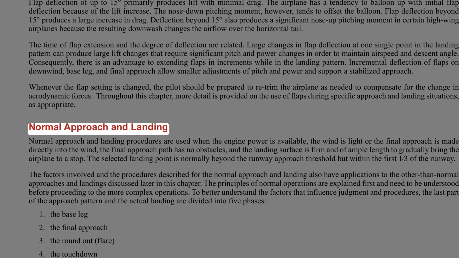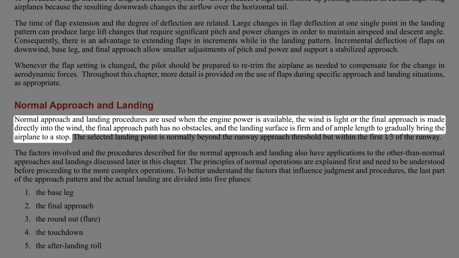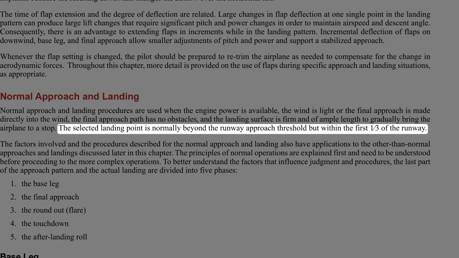Normal approach and landing. Normal approach and landing procedures are used when the engine power is available, the wind is light or the final approach is made directly into the wind, the final approach path has no obstacles, and the landing surface is firm and of ample length to gradually bring the airplane to a stop. The selected landing point is normally beyond the runway approach threshold but within the first one-third of the runway.